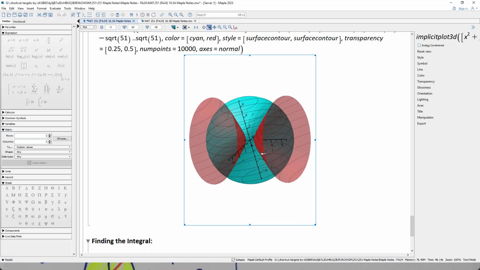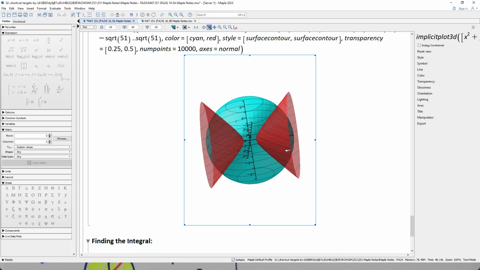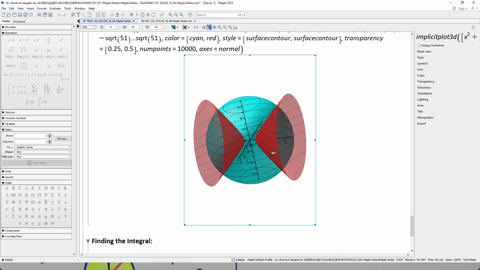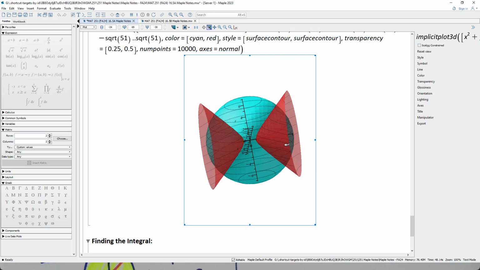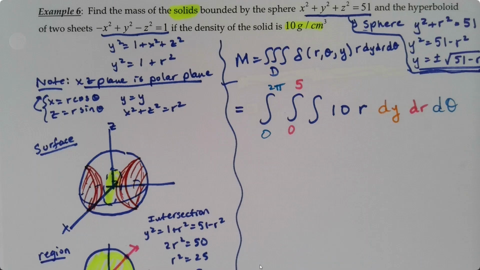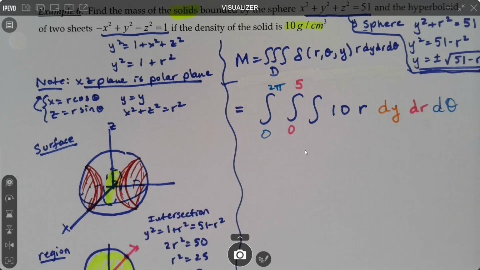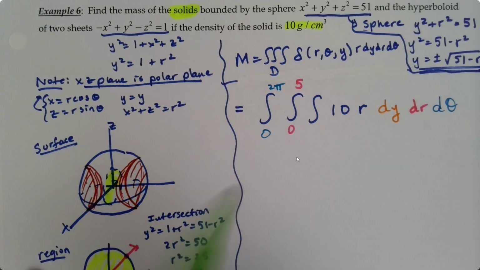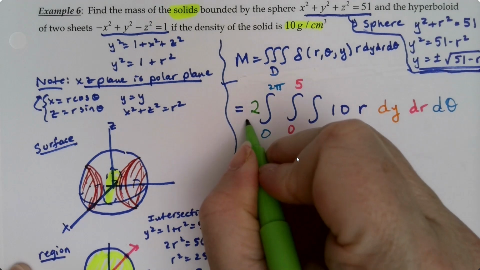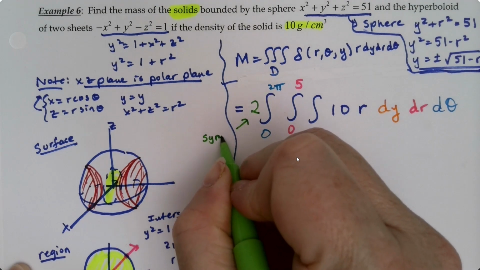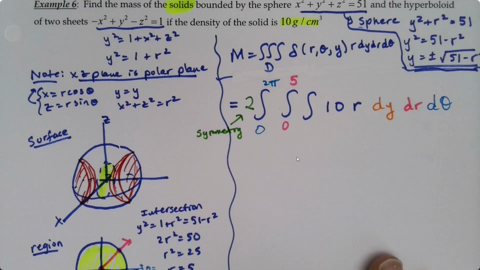But if you'll notice, they're identical. And our density was constant, so it's not like it's different from one side to the other. So we're just going to set up the integral for the right side and multiply it by 2. So we're going to put a 2 right here. Symmetry, right? We're just going to do it that way.